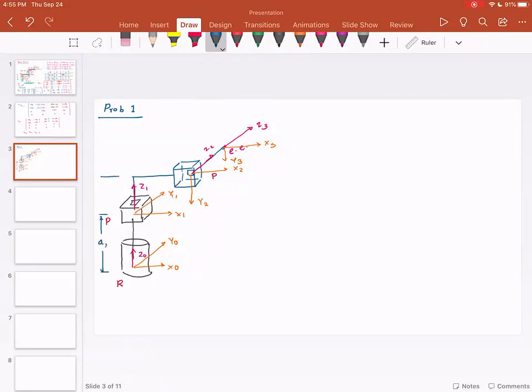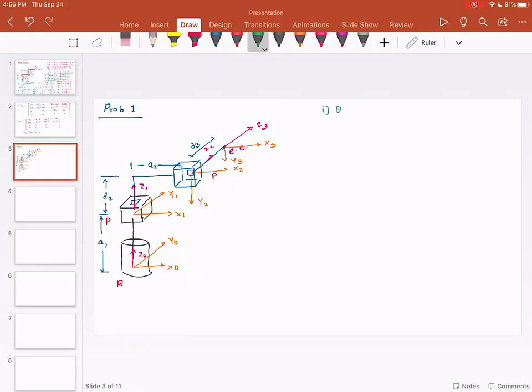A1, this is the joint variable, so I'm going to call this D2. This is the fixed variable, so I'm going to call this A2. This is the joint variable, so I'm going to call this D3. And I'm ready to solve the problem. Do you want me to write the 4 DH rules in shorthand? Just for this problem, I will write this down.